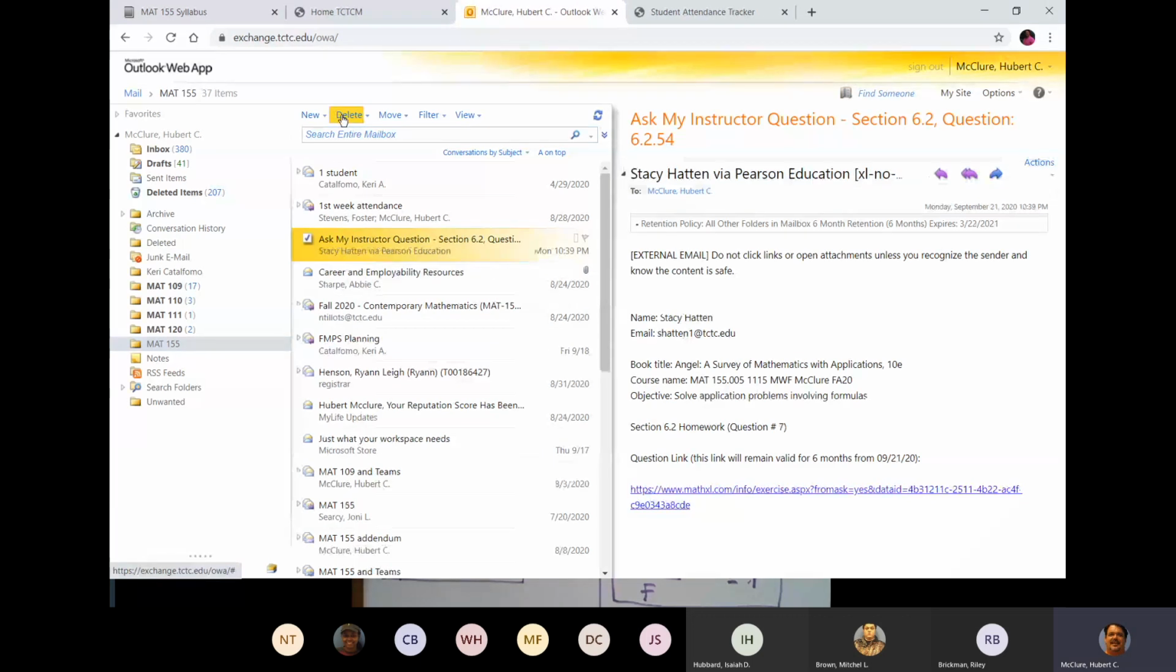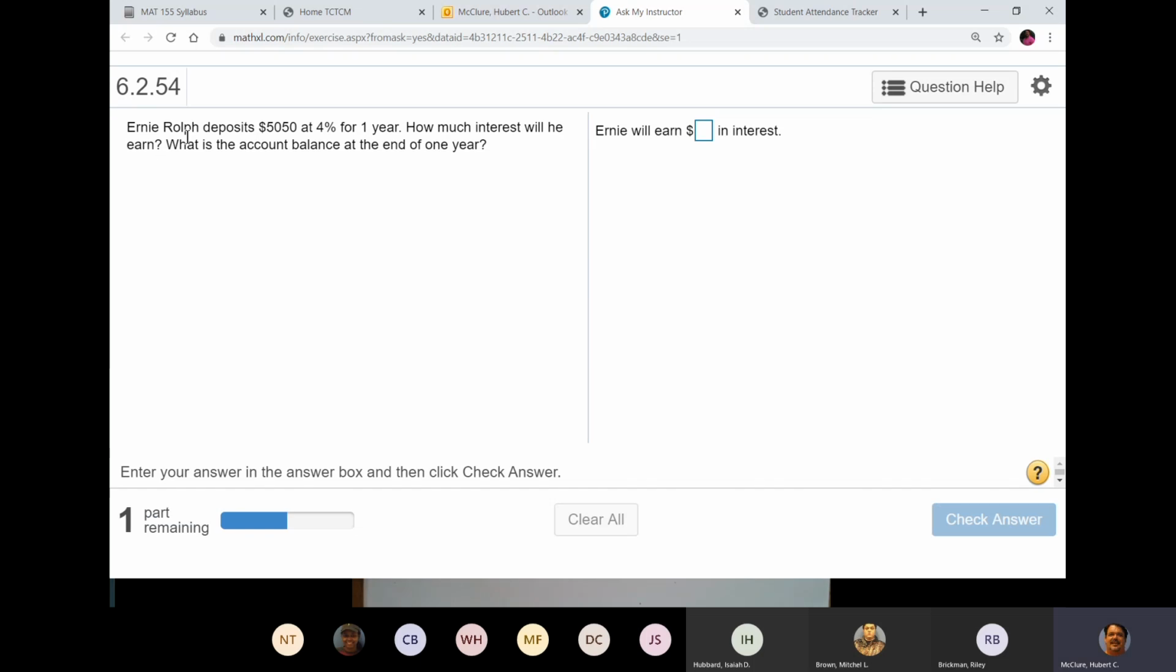Next is 6.254/7. Ernie Rolfe deposits 5050 at 4% for 1 year. How much interest will he earn?